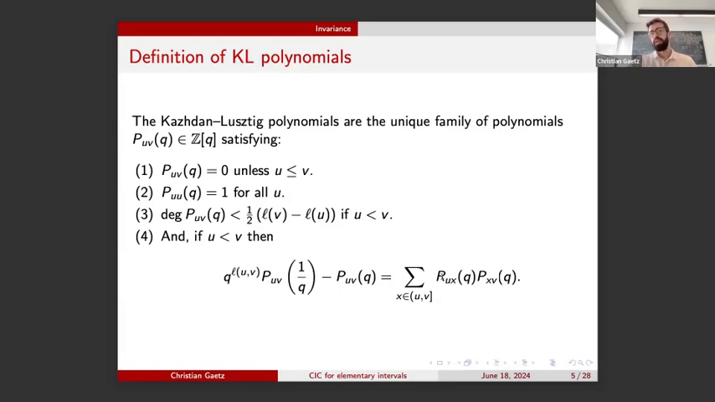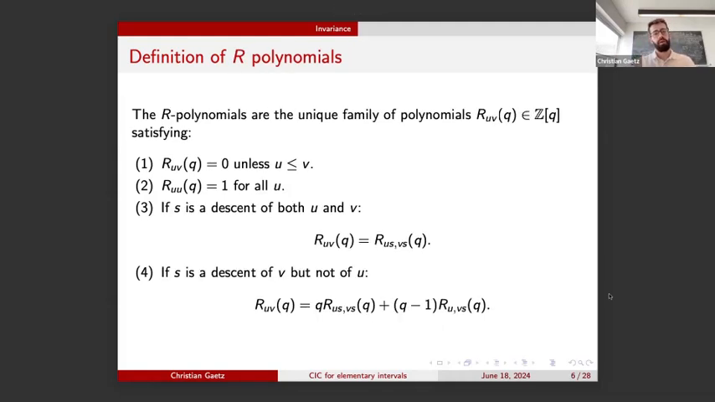Okay, so there's this recursive definition. It defines the P's in terms of these other polynomials, these R's that are showing up in the last formula. I'll tell you what those are in a second. And I also want to point out there are signs in this formula. So it's not at all clear from this formula that the P's have non-negative coefficients, although that is in fact a very deep theorem.